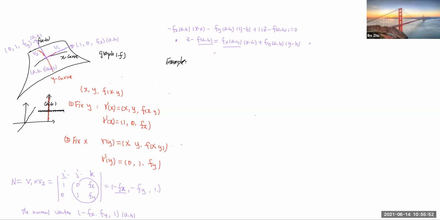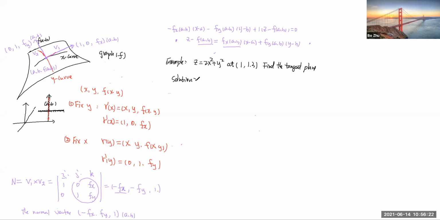The first example is: find the tangent plane to the function z = 2x squared plus y squared at the point (1, 1, 3). Find the tangent plane to this function at this point by the formula, right?